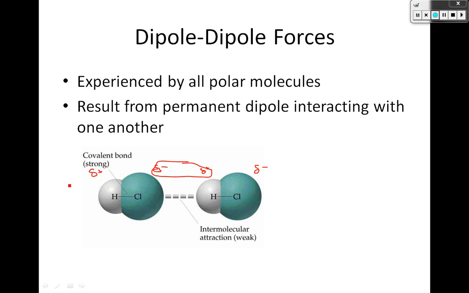Now, as we said before, don't confuse these forces with bonding. The covalent bond between the hydrogen and chlorine is very strong. The intermolecular attraction between the hydrogen and chlorine is very weak. That's why when hydrochloric acid boils and goes from a liquid to a gas, the hydrogen and chlorine in an individual molecule stay together. It's this force here that's broken apart.